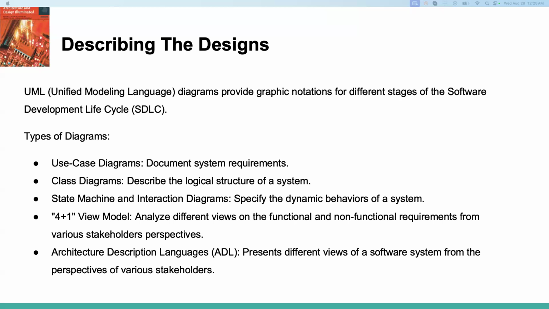State machine and interaction diagrams capture the action. They specify the dynamic behaviors of the system, how it responds to events and interacts over time. And there's the 4+1 view model. It's like having a multi-angle camera for your project, analyzing different views on both functional and non-functional requirements. This helps us to see the system from various stakeholders' perspectives, ensuring that everyone's needs are met.